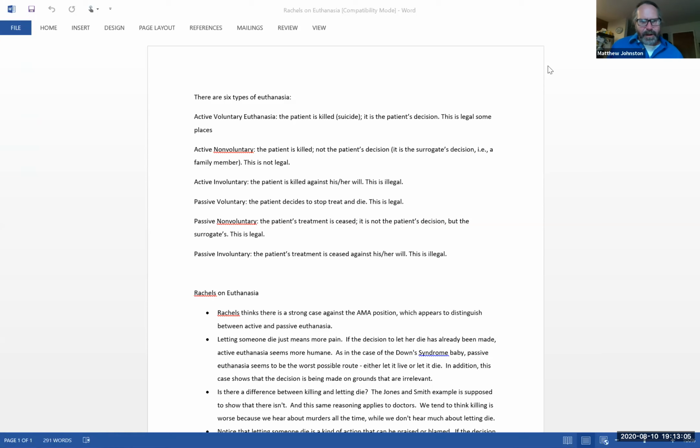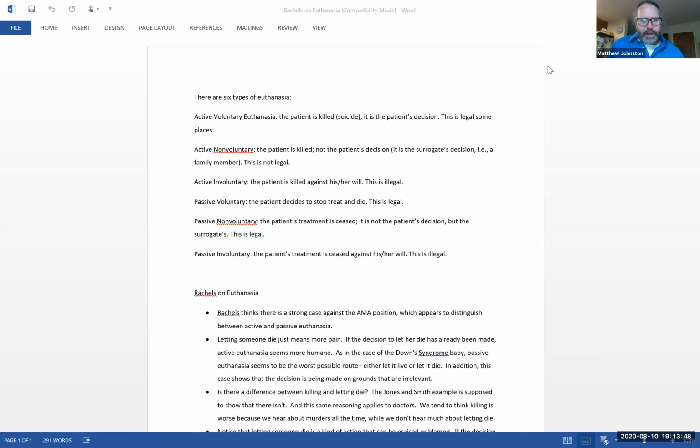All right, passive non-voluntary. This goes back to the surrogates. The patient's killed, but it's not the patient's decision, because the patient is incapable of making a decision, in a coma, mentally incapacitated. Can the family make a decision for you to kill you and give you a lethal dose of drugs or whatever? This is illegal everywhere. I don't know anywhere this is legal, not only in the United States but in the world. The family can never make the decision.